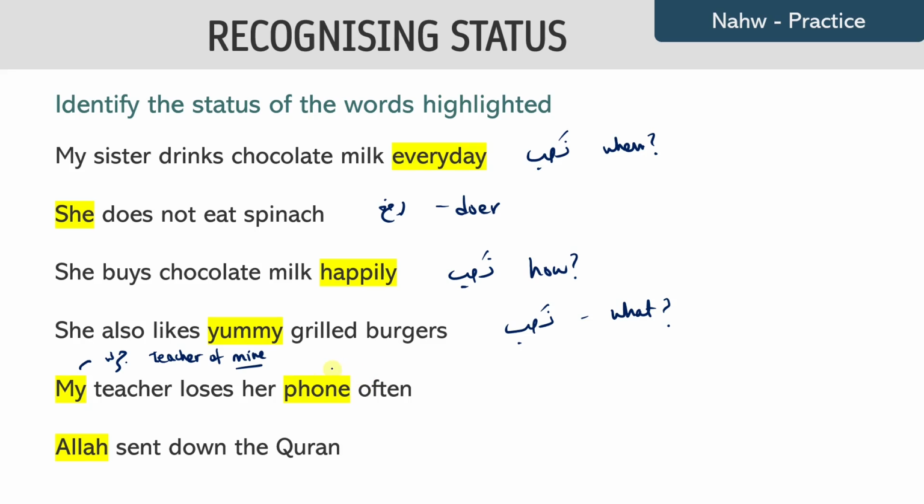Her phone. What halat is that? Nasab, because it's telling you what she lost. Yeah, it's a direct response about the object. What did she lose? The phone. Allah sent down the Quran. It's rafa because it's the doer.